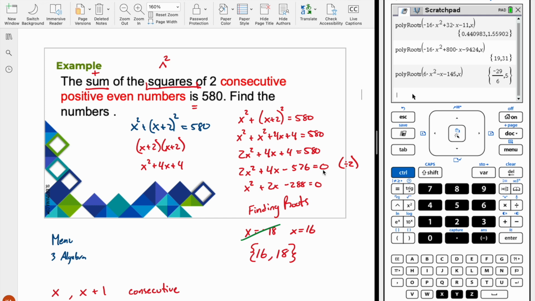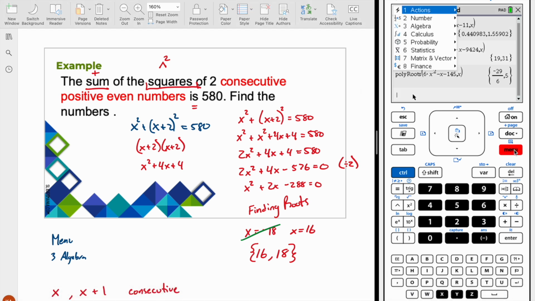Now in this case, because everything on that left-hand side is divisible by 2, we go ahead and divide by 2 in order to make our equations a little bit easier. We are then working with x squared plus 2x minus 288 is equal to 0. Something to keep in mind is that anytime that we divide 0 by a number, it is still going to be 0.